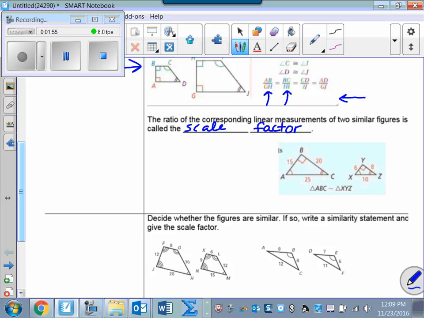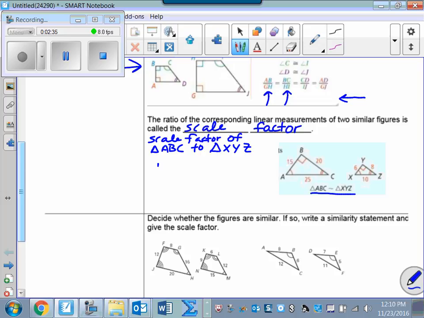Let's find the scale factor of triangle ABC to triangle XYZ. And it's given that these are similar. I already know that, but let's see what the scale factor is. I've only got to do it with one set of sides, right? Since they've already told me by saying that these triangles are similar, that the ratio of every set of corresponding sides is the same. So I've only got to pick one set of sides.